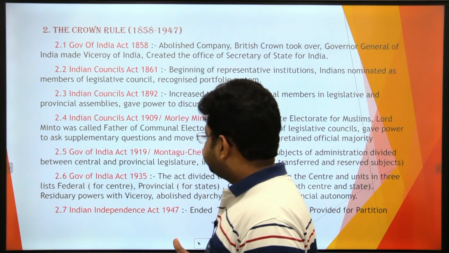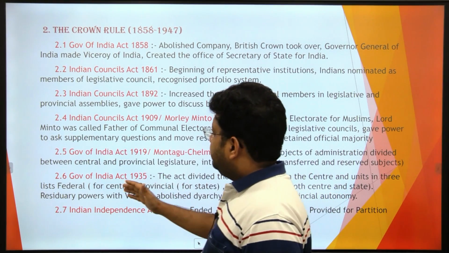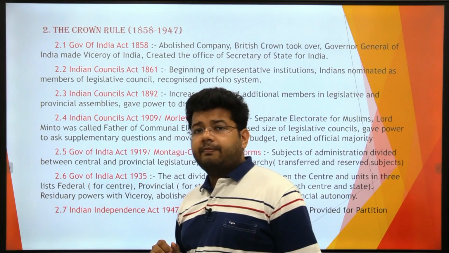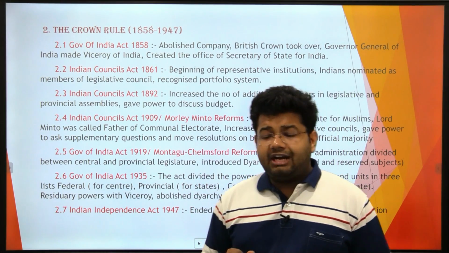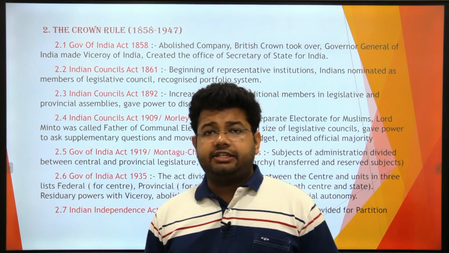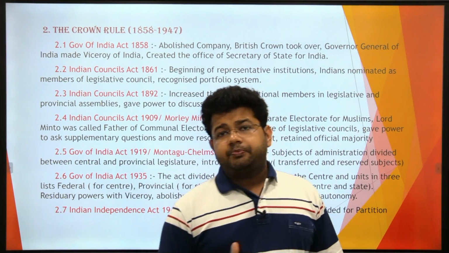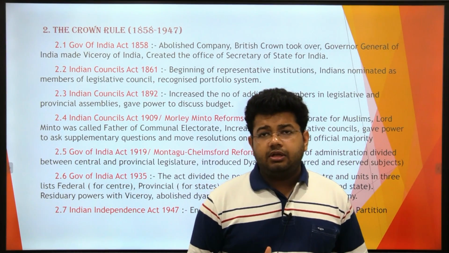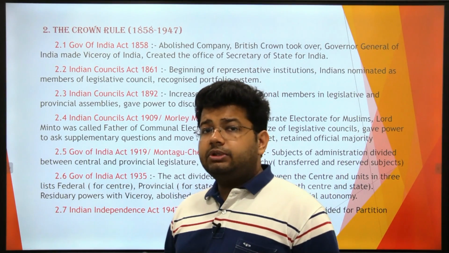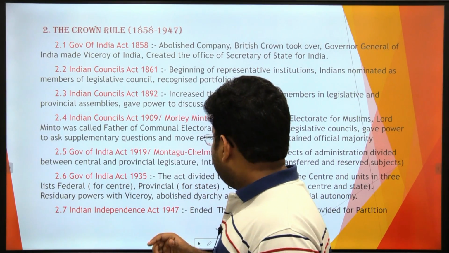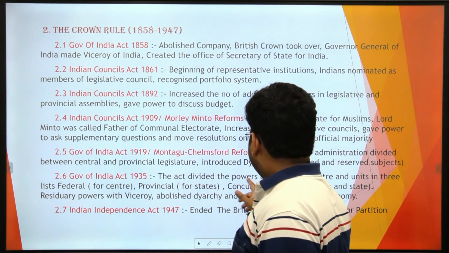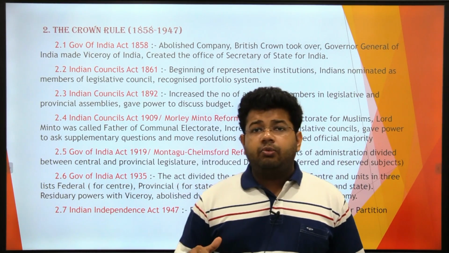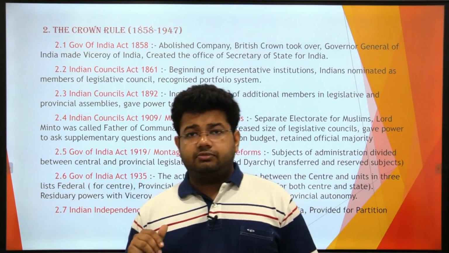Moving forward comes the Government of India Act 1935. The Government of India Act 1935 was the result of 3 round table conferences. Through this very act, the powers of the center and the units were divided into 3 lists.